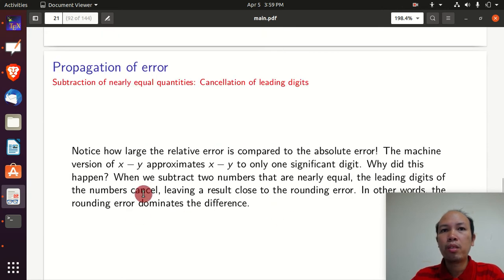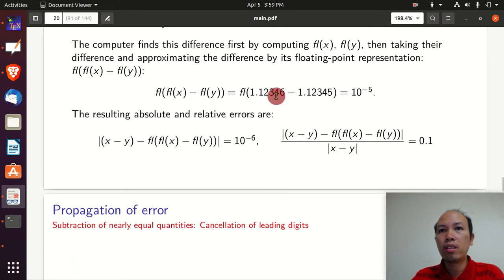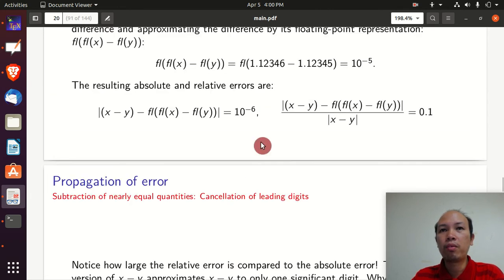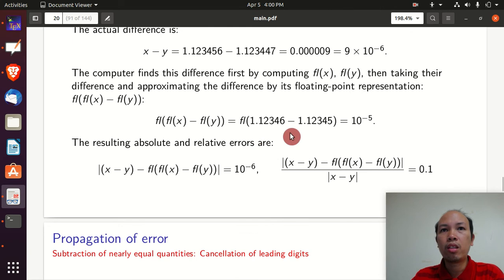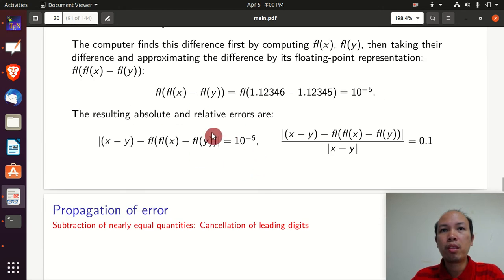Why did this happen? When we subtract two numbers that are nearly equal, the leading digits cancel, leaving a result close to rounding error. So in other words, the rounding error dominates the difference. That's what happens when a computer approximates or computes the difference between x and y. So it's different from a human point of view.